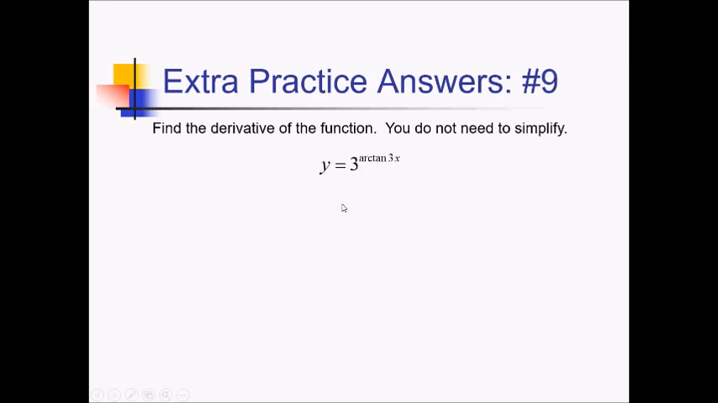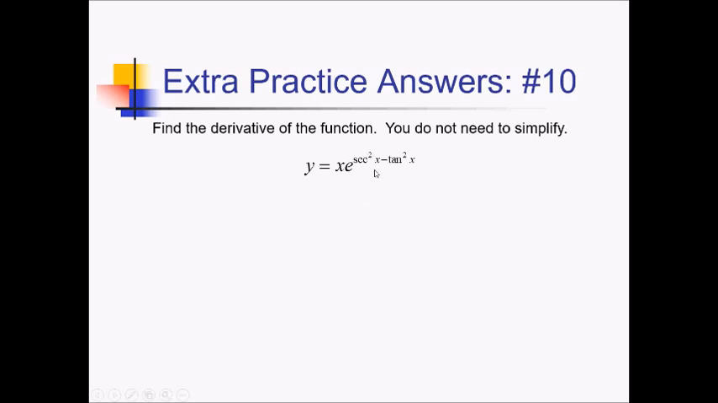On this function, taking the derivative requires the use of the chain rule. My outer function is 3 to the something. Derivative of that is going to be 3 to the something ln of 3, so 3 to the arctan 3x ln of 3. Now we're multiplying by the derivative of arctan of 3x. Well, that's going to be arctan of something's derivative. That's 1 over something squared plus 1, so 1 over 3x quantity squared plus 1. Finally, we multiply by the derivative of 3x, the innermost function, and that derivative is just going to give us a 3.